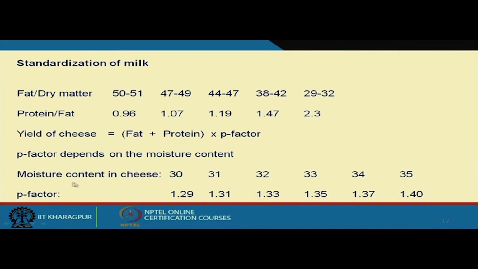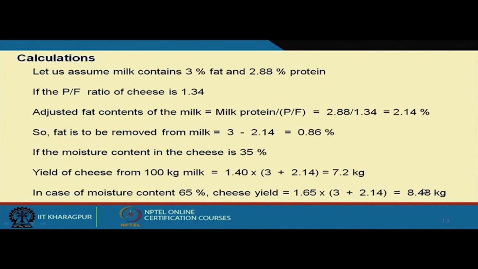So here you can see that if the moisture content is 30%, the P factor is 1.29, so you have to multiply by 1.29. If it's 31%, it is 1.31, and 35% is 1.40. If you keep on increasing, the P factor will increase. Now I have taken a typical example.